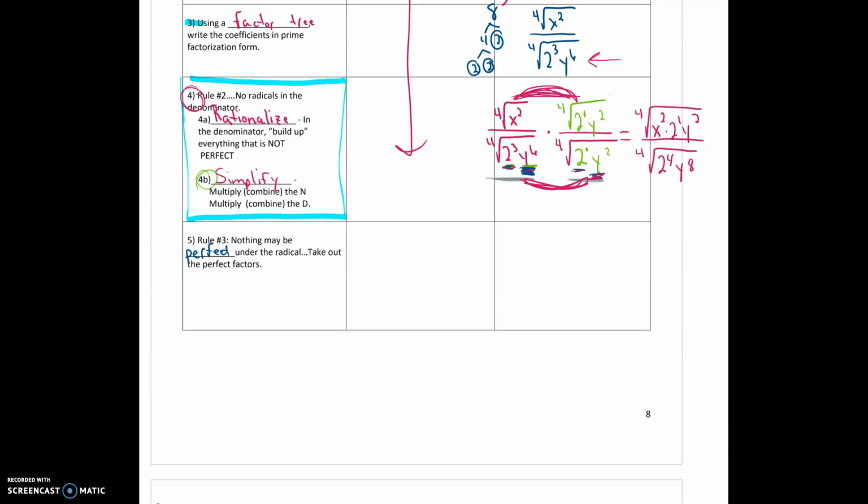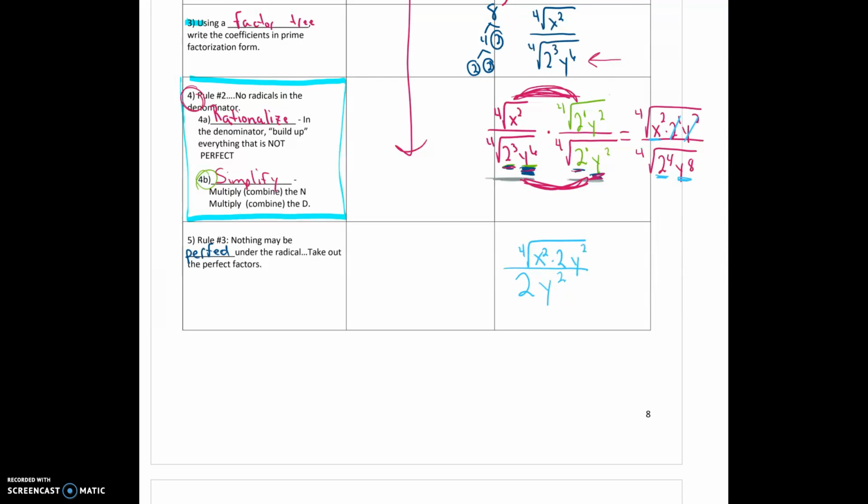And now I'm going to go to my final step. I'm going to take anything perfect out. So I like to start with the denominator, and this is perfect. 2 to the 4th can become a 2. y to the 8th is perfect. That can become y to the 2nd. In my numerator, x squared, there are not enough x's to come out, so that's going to be stuck in there. There's not enough 2's to come out, so that will be stuck in there. And there are not enough y's, so that will be stuck in there.